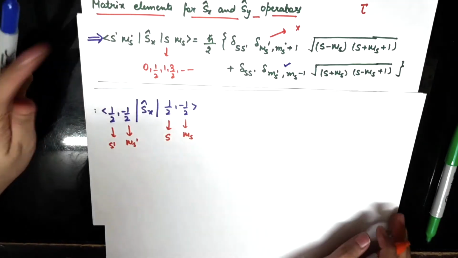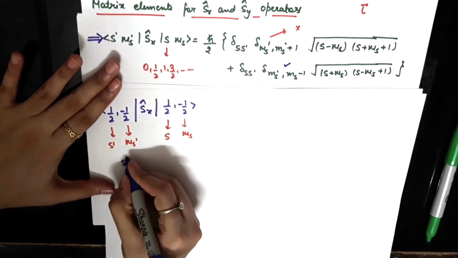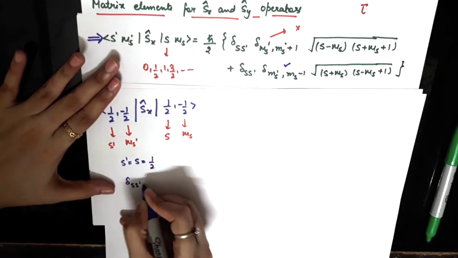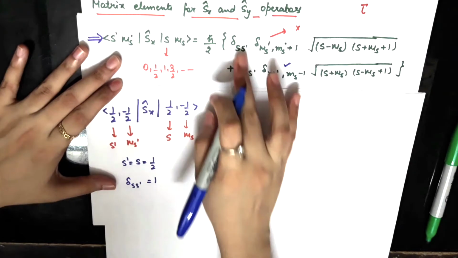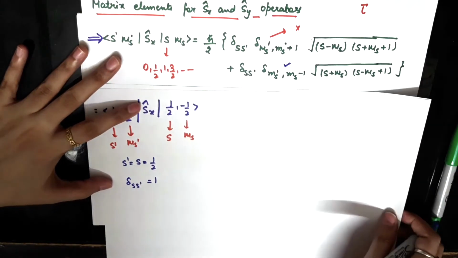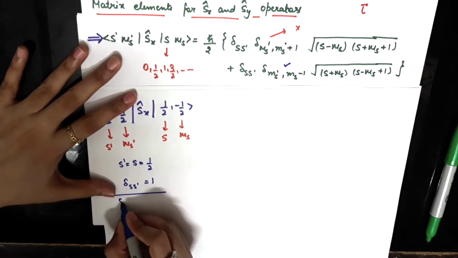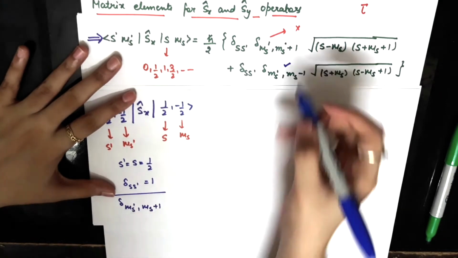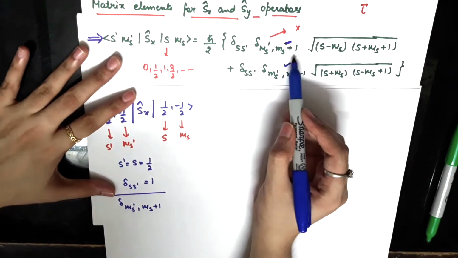I compare it with that, and then again I see that in my case S prime equals S equals half, so delta S prime S is always 1. So these two terms are not ruled out on the basis of this first delta. And then I figure out the other deltas. For example, I look at delta MS prime, MS plus 1. This is not a prime, it's just 1. So this is delta MS prime, MS plus 1.